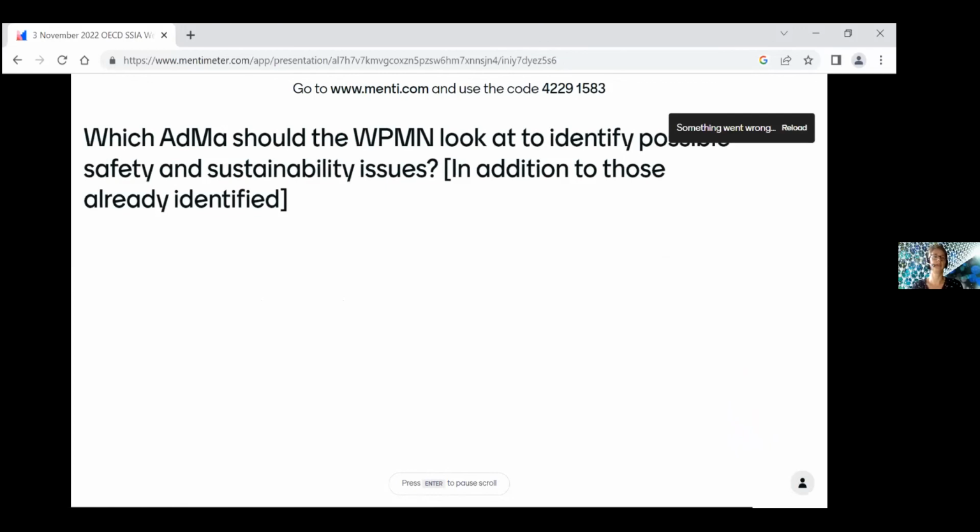So with the first question, we would like to know from you if you can propose some further advanced materials which we should look at regarding their safety and sustainability, in addition to those we already have identified for the case studies. So if you think there are some other materials that are worth looking at, please let us know.